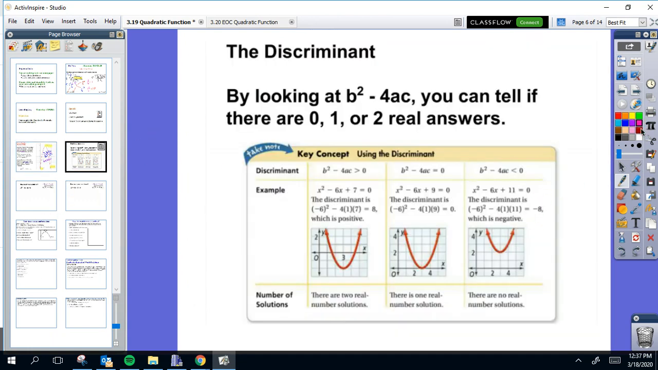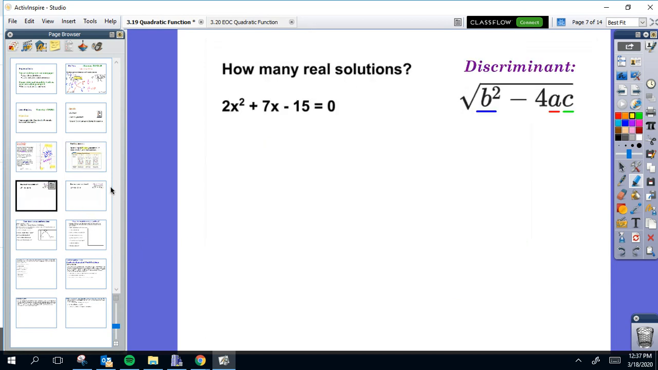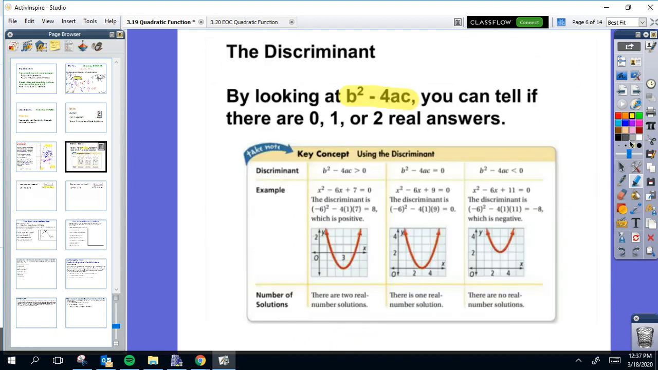This we were going to do yesterday, but I wanted to save some time. It's called the discriminant, and this is the equation for it: b squared minus 4ac. You see that right here? Basically, what the discriminant is going to tell you is if there is one intersection for your x-intercept, none, or if there's going to be two.